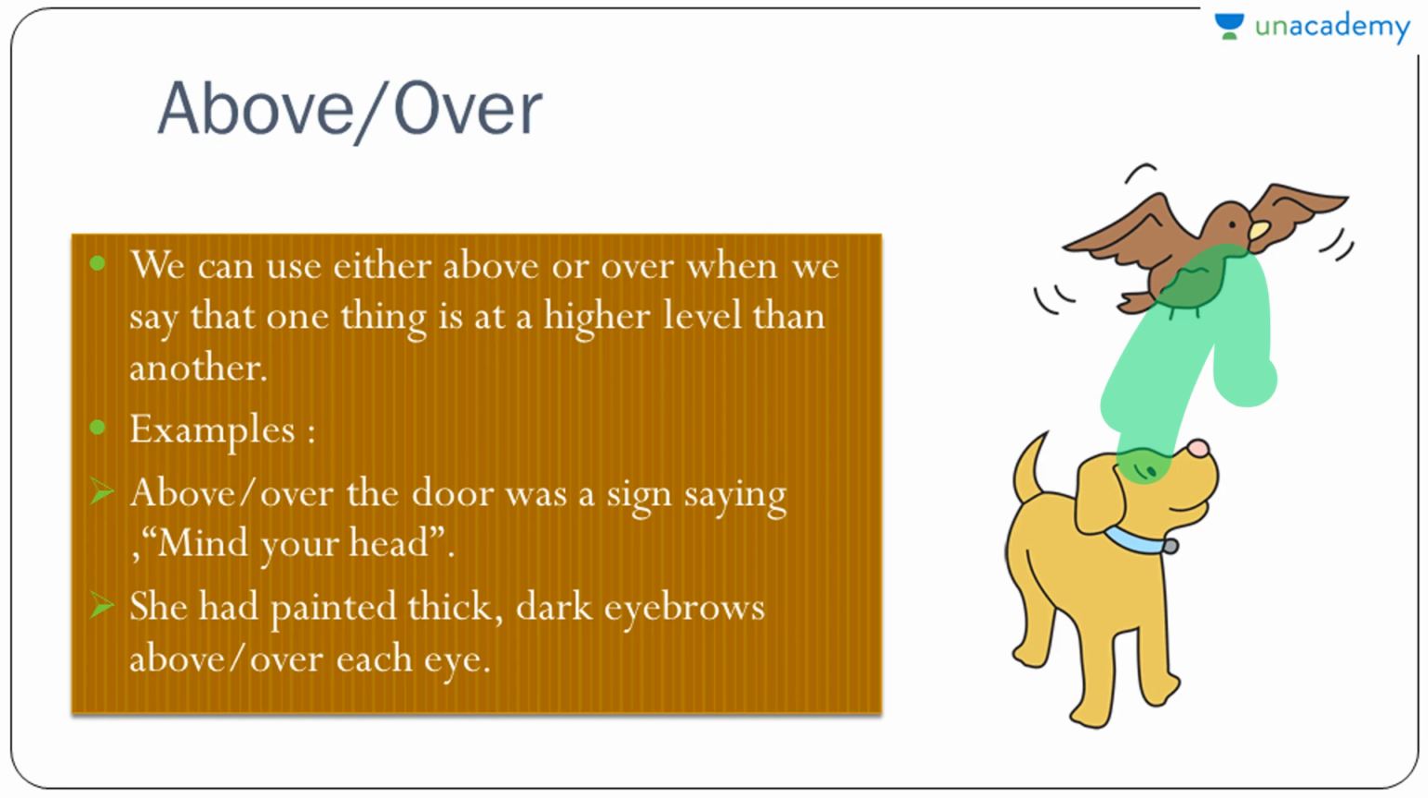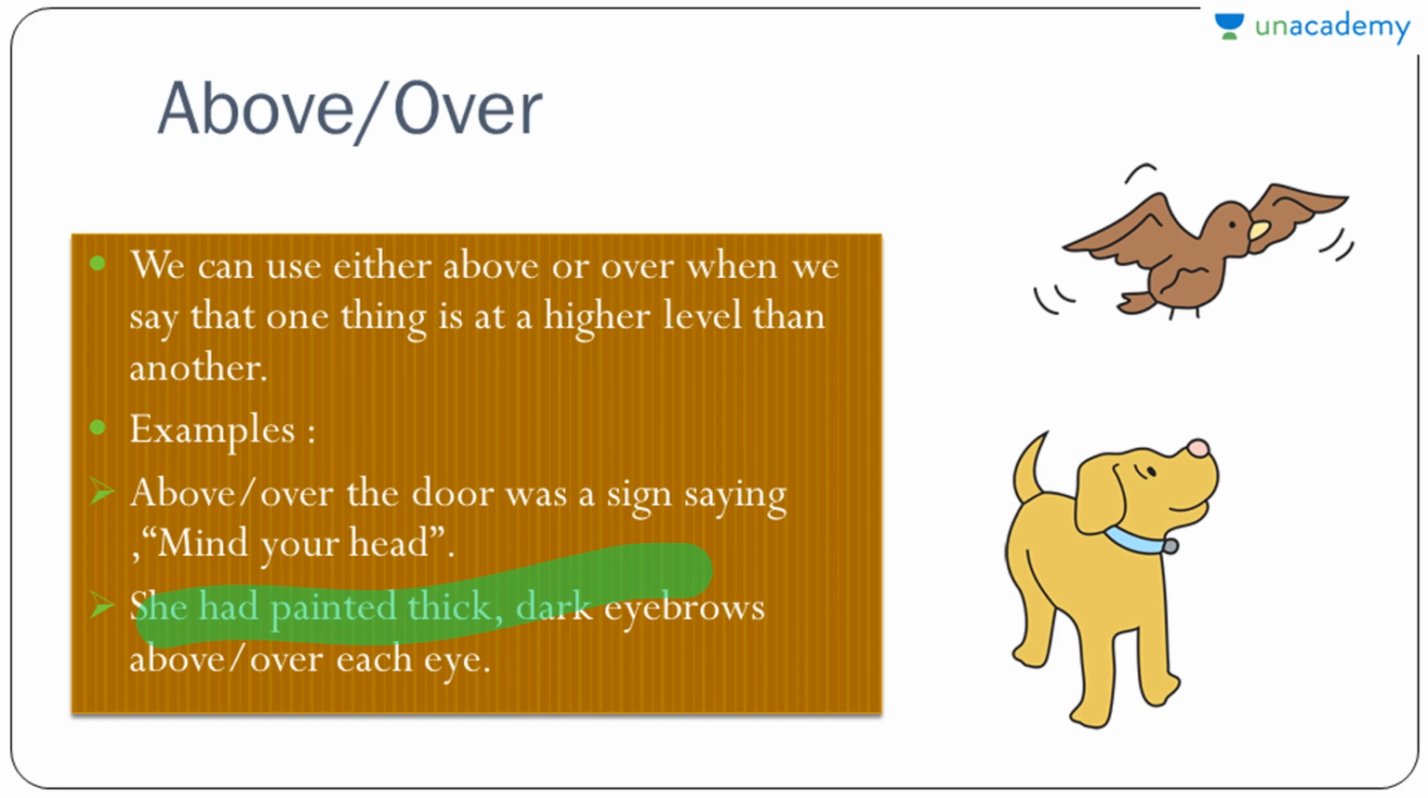So let's see the example. Above or over the door was a sign saying "Mind your head." So you must have seen this kind of sign where the door's height is a little low. So a sign is placed which says "Mind your head." The sign is actually placed above the door so that all of us can see it easily. Above or over: "She had painted thick dark eyebrows above over each eye."